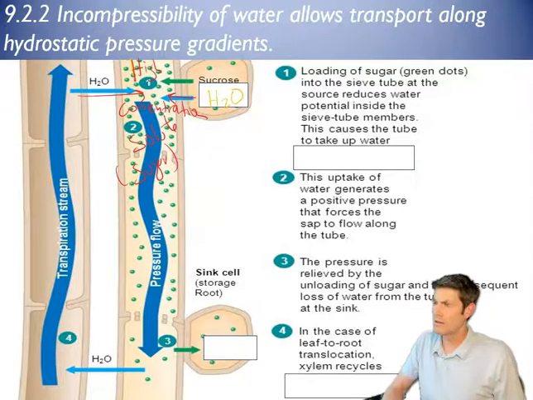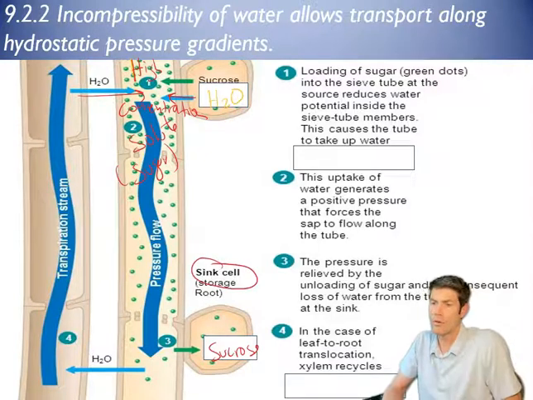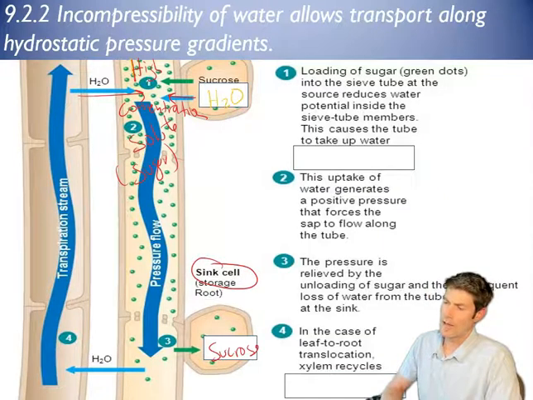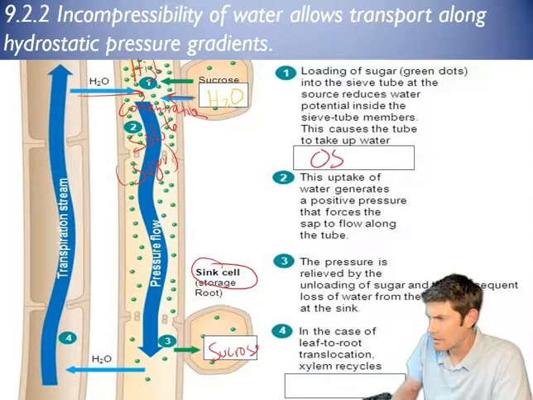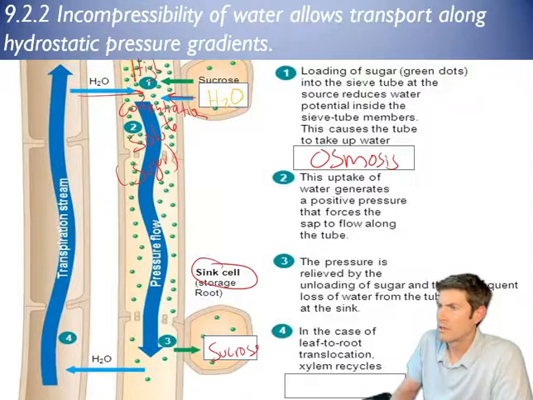And then you see the sucrose coming back out at the sink cell, in the storage root, like a carrot or a potato. That energy is being stored for a later date. Take up water by osmosis. Oh, turn that in. Fill this out. So that's what we talked about here.